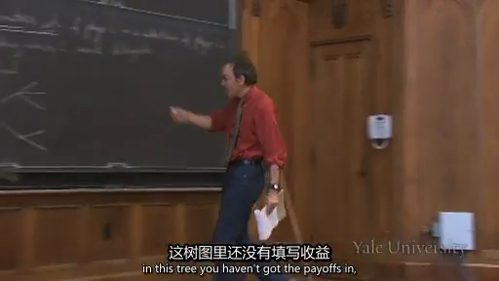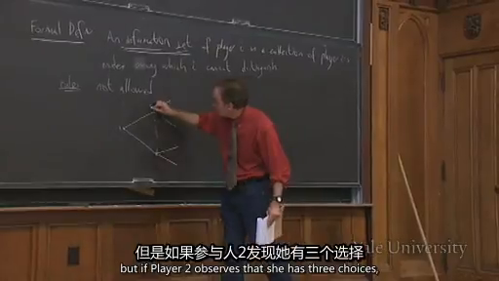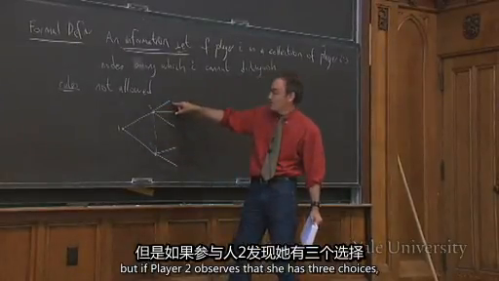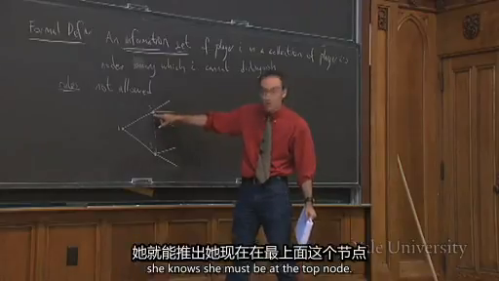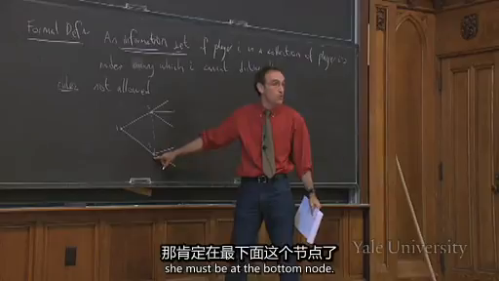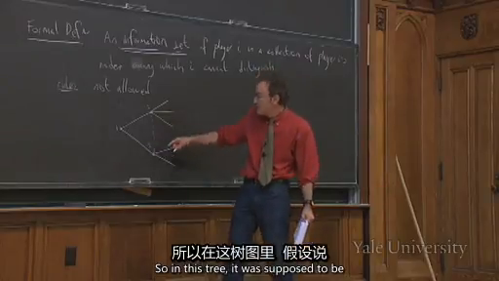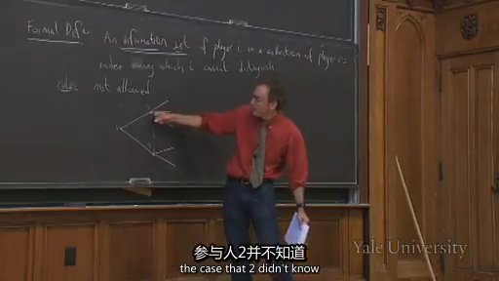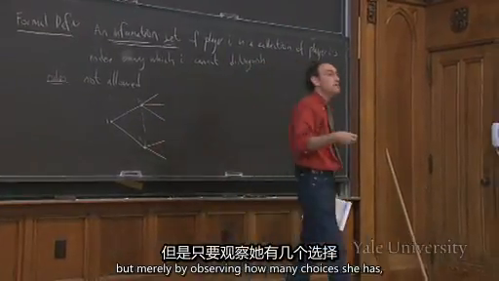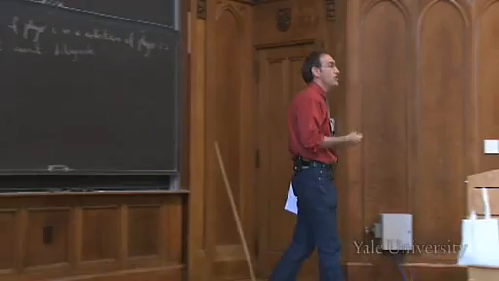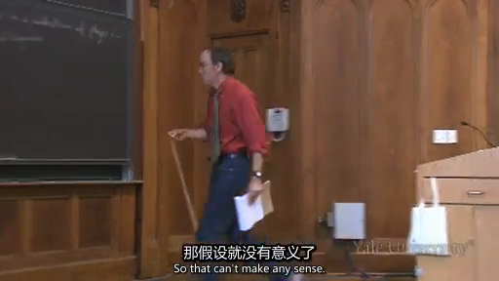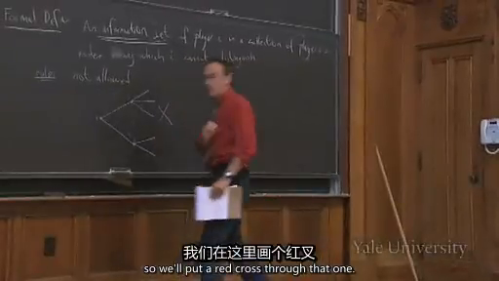Exactly. In this tree, you haven't put the payoffs in, but if player 2 observes that she has 3 choices, she knows she must be at the top node. If she observes she has 2 choices, she must be at the bottom node. Right? So in this tree, it was supposed to be the case that 2 didn't know whether she was here or here, but merely by observing how many choices she has, she could infer whether she was at the top node or the bottom node. So that can't make any sense. So this is not allowed. So we'll put a great cross through that one.